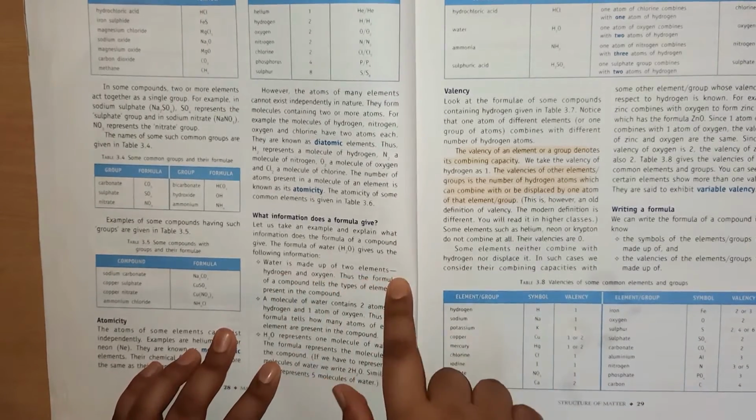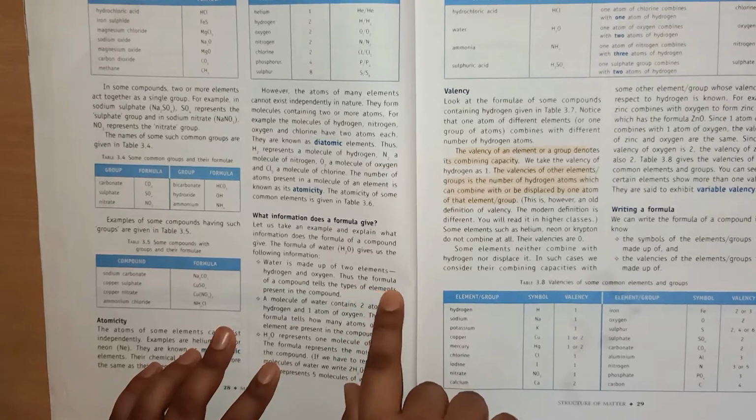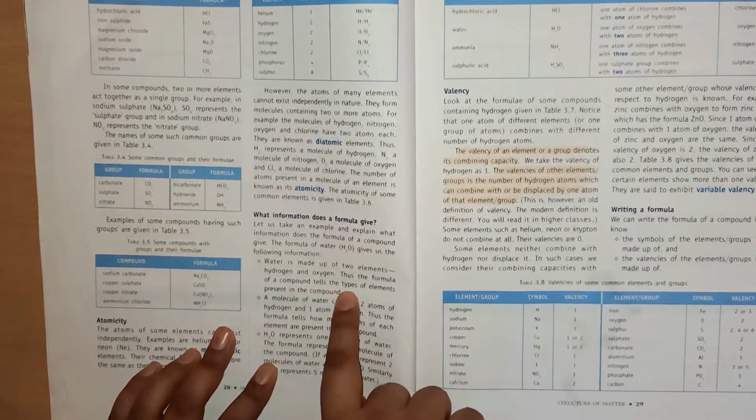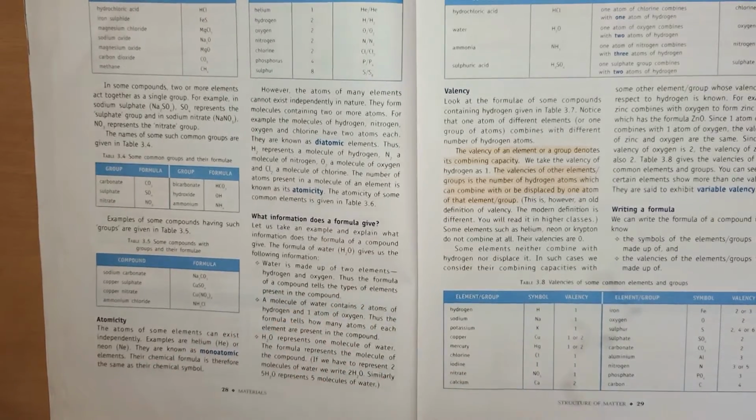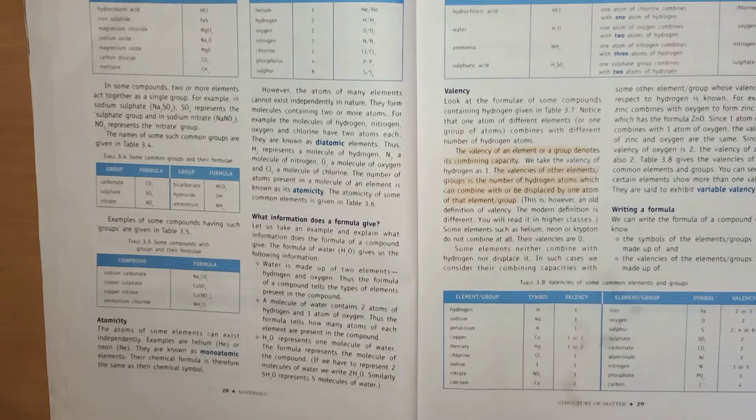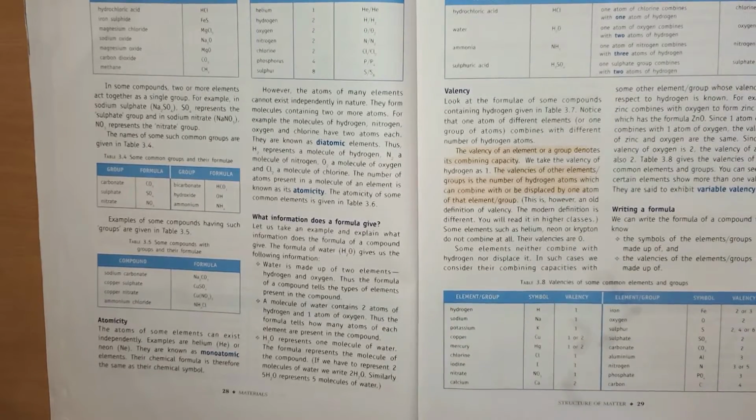Water is made up of two elements, hydrogen and oxygen. This is the formula of a compound. It tells us the types of elements present in the compound. So in this paragraph, they are saying that the formula of water is H2O, which is telling us that there are two substances in water, which are hydrogen and oxygen.